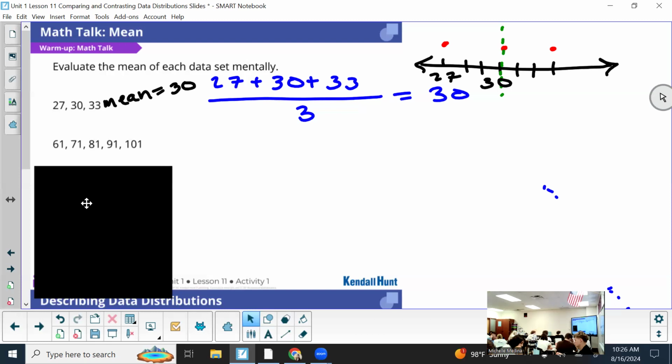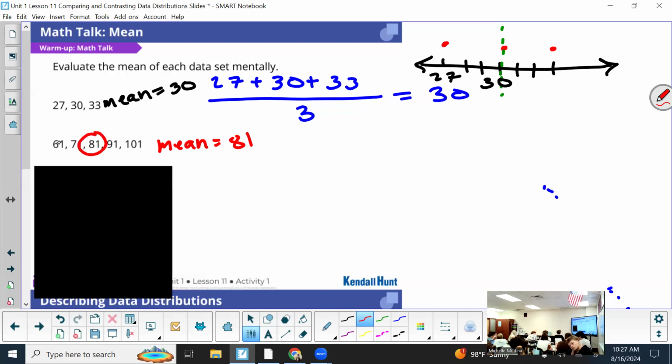All right, Tristan, what'd you get? 81. And how'd you get that? I looked at the middle number. It's symmetric. Okay, the data is evenly spread out. Each data point is 10 away from the other, so using what we learned yesterday and what we talked about in this one, if the data is symmetric, then the mean is in the middle.